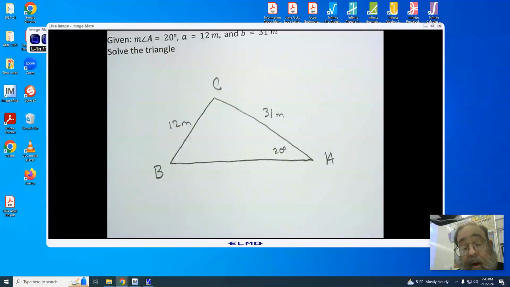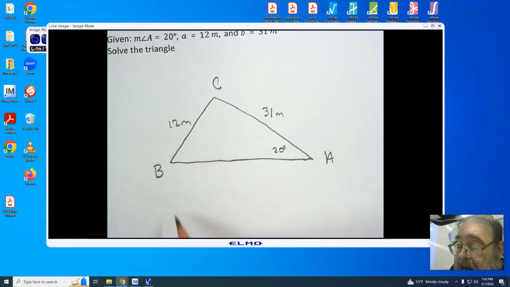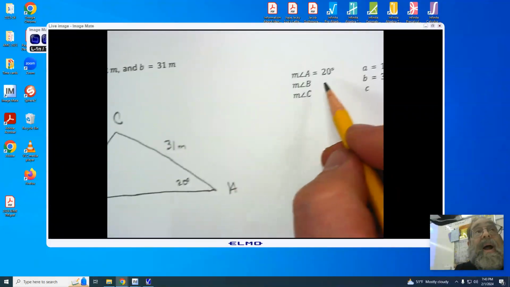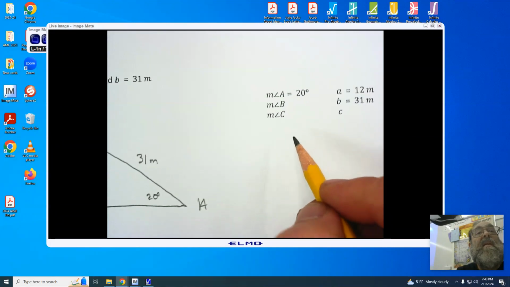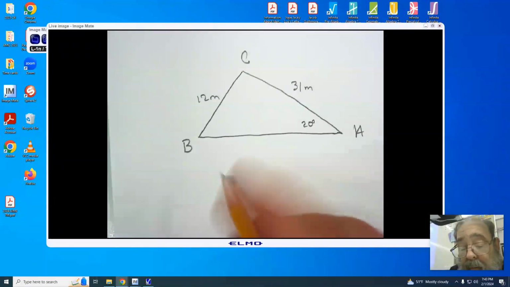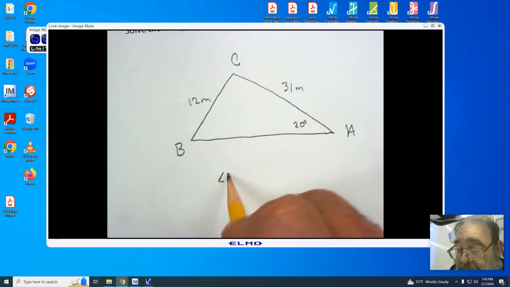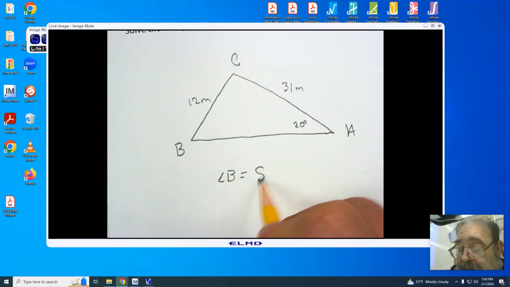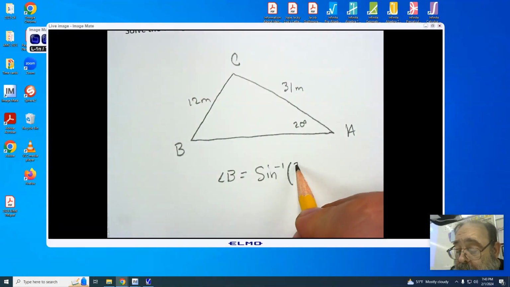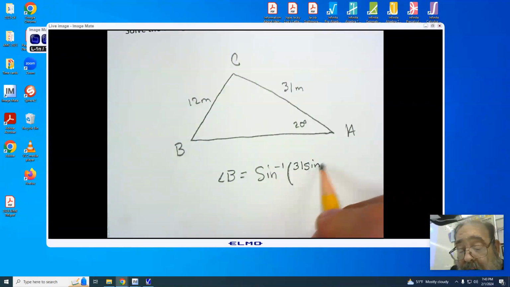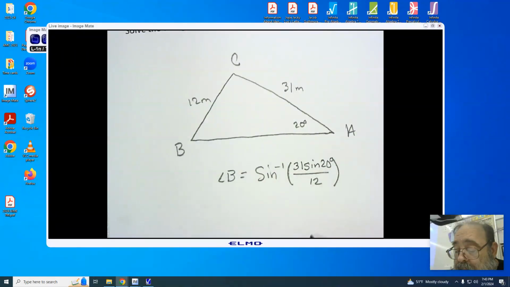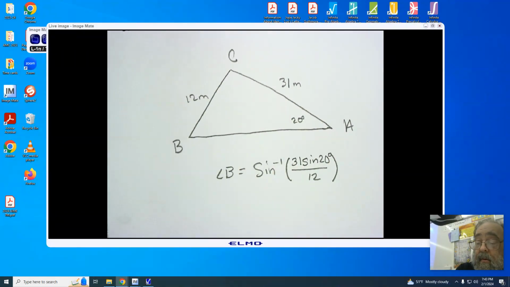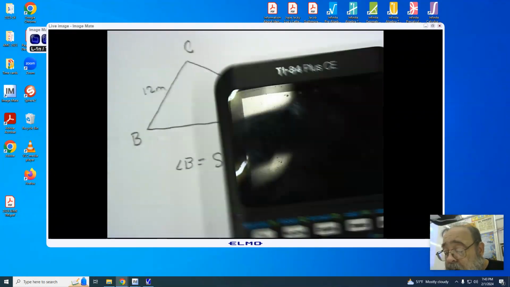All right, well, we're going to try and find angle B. Notice I'm just going down my list, A, B, C, and then I'm going to find side B. Here we go. Angle B is equal to the arc sine, once again using our law of sines, of 31 sine of 20 degrees divided by 12. All right, let's go ahead and do this, shall we?